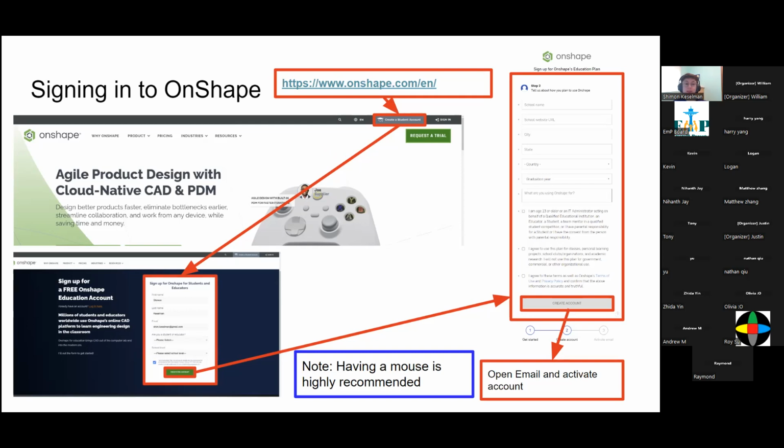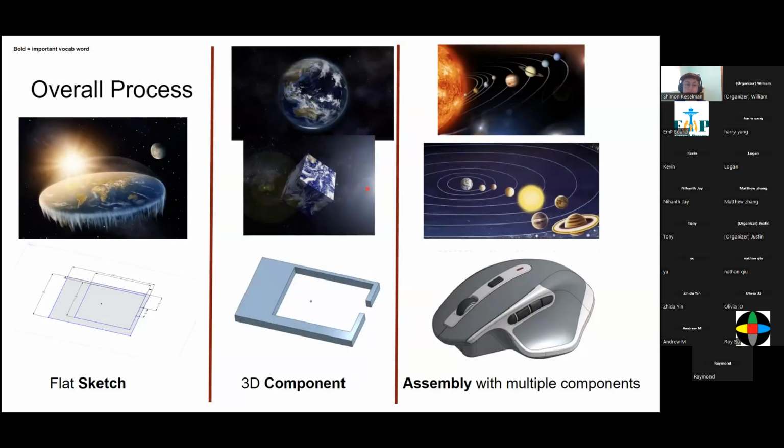Okay. All right. So I hope most of you guys who wanted to have signed up. So I'm gonna go ahead and continue and talk about the overall process of how CAD works. So in general, with computer-aided design, the process is to start with a flat sketch that is the base for your design. And then from that flat sketch, we can make a component, which is something that's 3D, and you can do different modifiers on, like make a hole, round a corner, things like that.